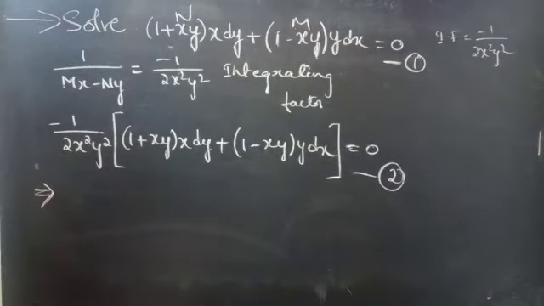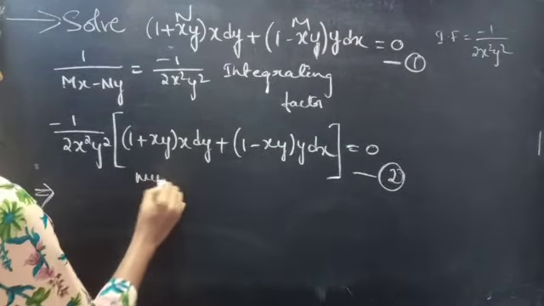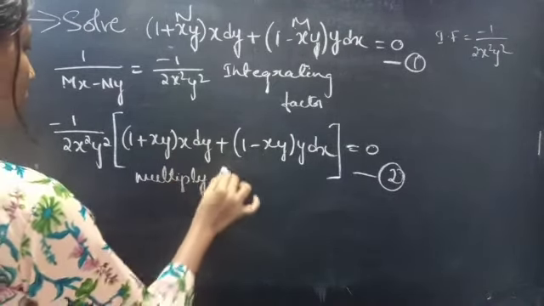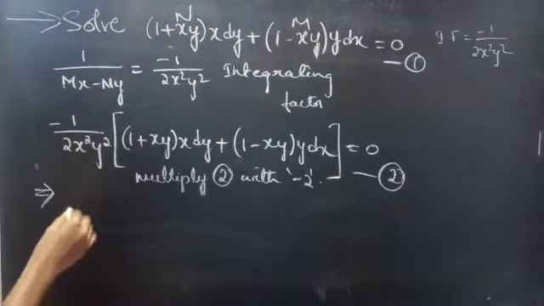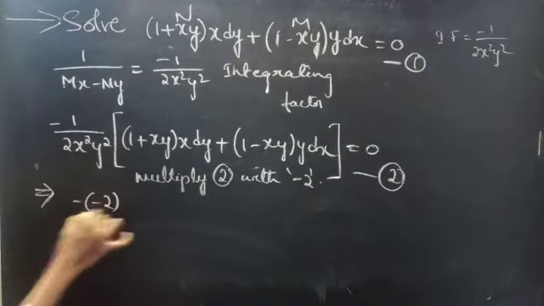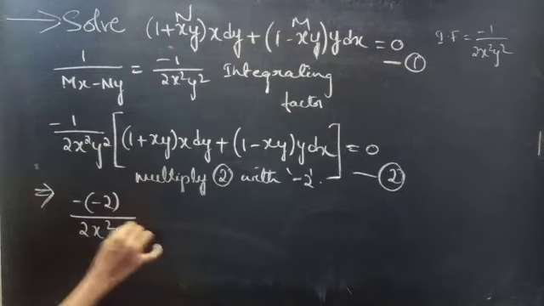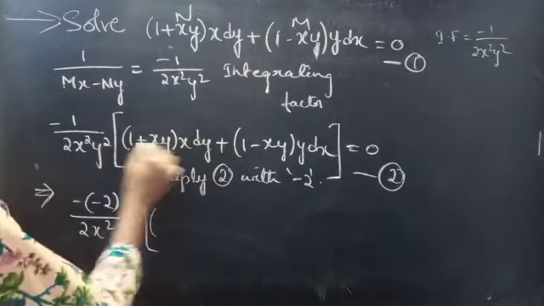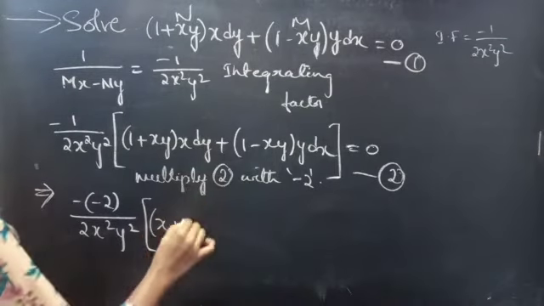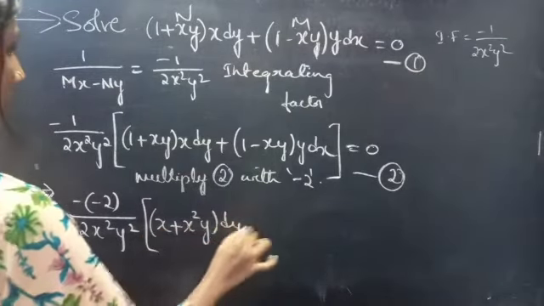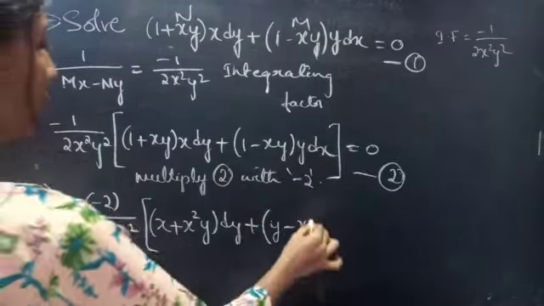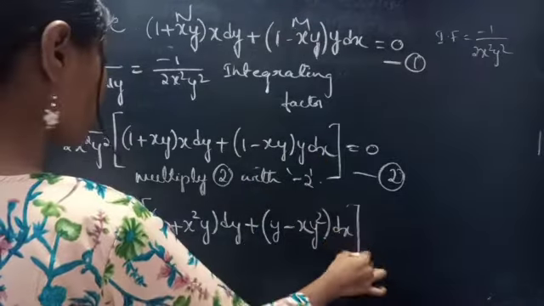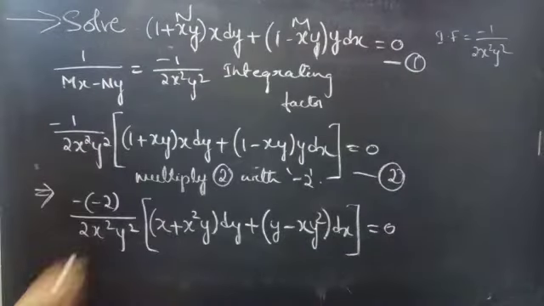Then, multiply equation 2 with minus 2 on both sides. Then you'll get minus of minus 2 by 2x square y square into x into (1 plus xy) dy plus (1 minus xy) into y dx equals 0. Then 2 gets cancelled, minus into minus is plus.